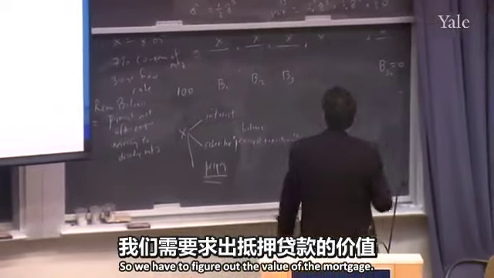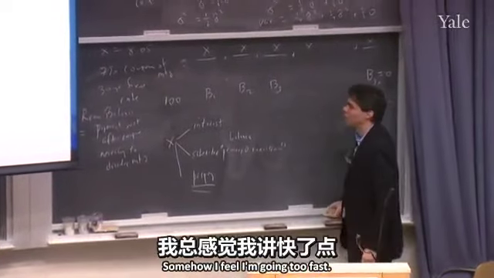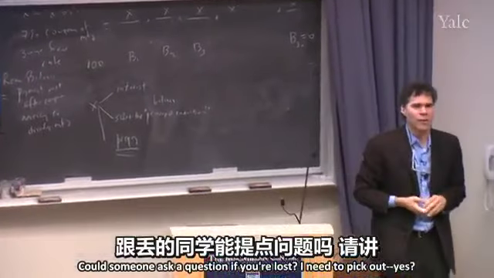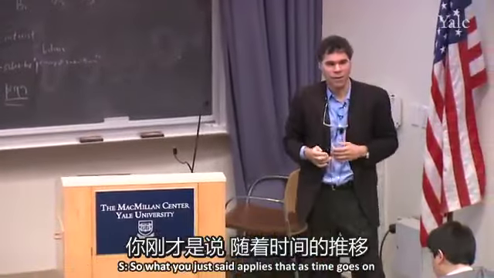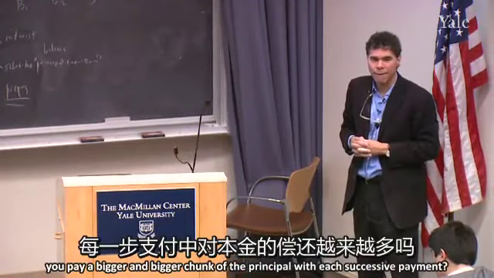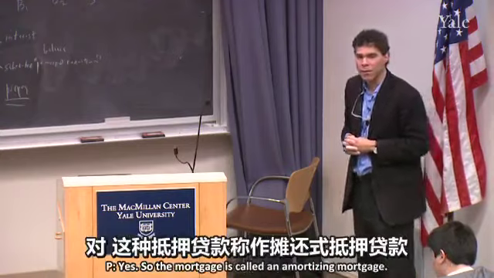Okay, so we have to figure out the value of the mortgage. Somehow I feel I'm going too fast. Does someone ask a question if you're lost? I need to pick out, yes. So what you just said implies that as time goes on, you pay a bigger and bigger chunk of the principal in each successive payment?